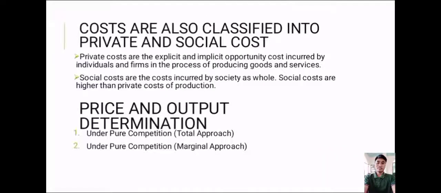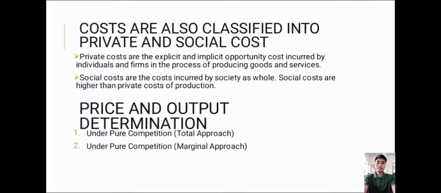Costs are also classified into private and social costs. Private costs are the explicit and implicit opportunity costs incurred by individuals and firms in the process of producing goods and services. Social costs are the costs incurred by society as a whole. Social costs are higher than private costs of production.